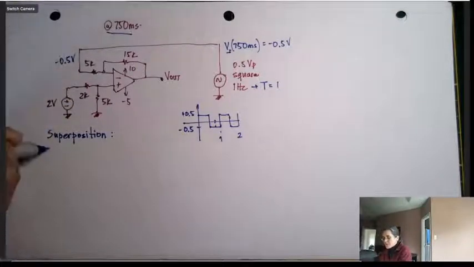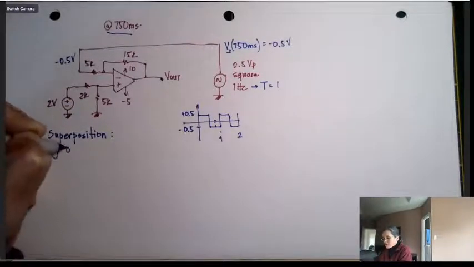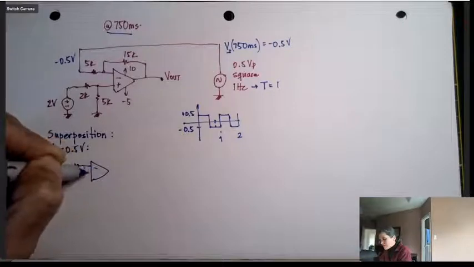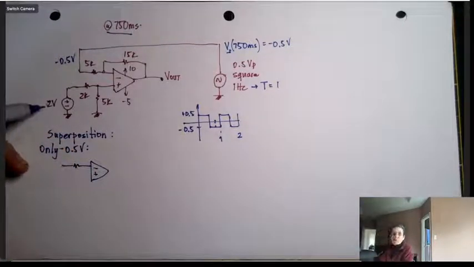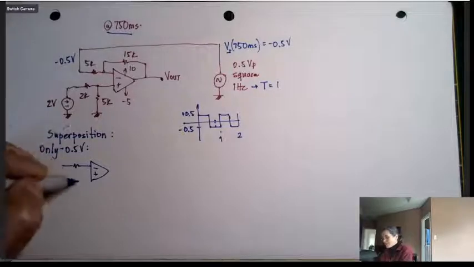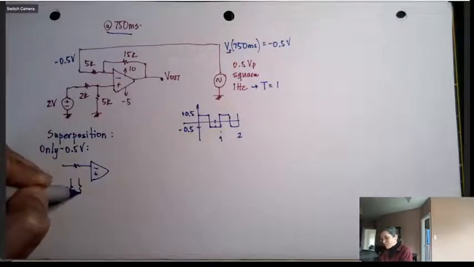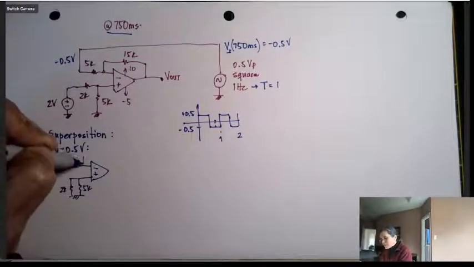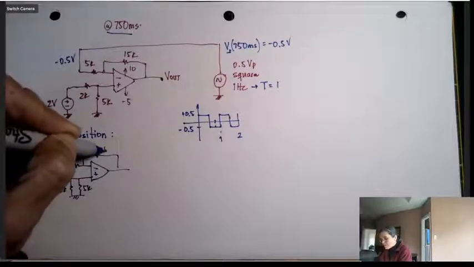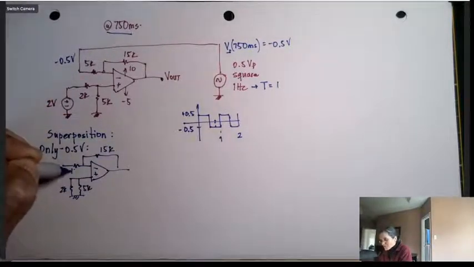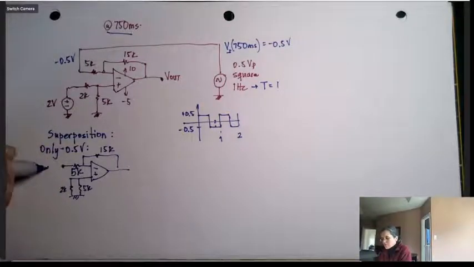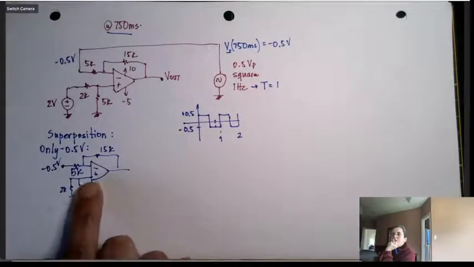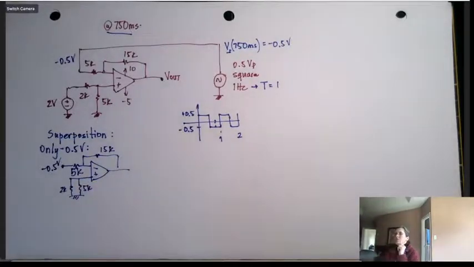First I'm going to use only the minus 0.5 volts, and here's how the circuit looks. If I'm zeroing the 2 volts, that means turning it off, I'm shorting that to ground. Now there are two resistors here to ground, the 2K and the 5K. But the 5K and the 15K are still there. All the resistors are still there. And here's the minus 0.5 volts. And as you see here, both of them are grounded, and the input current on the op amp is 0.